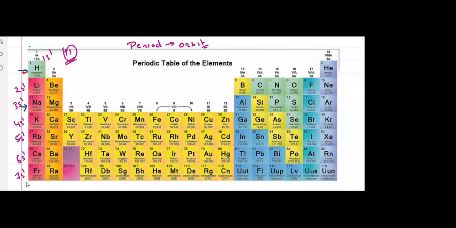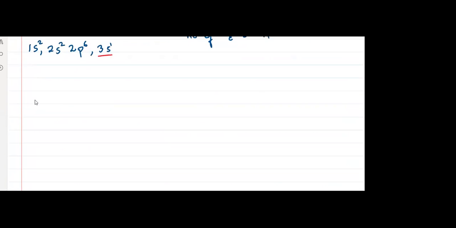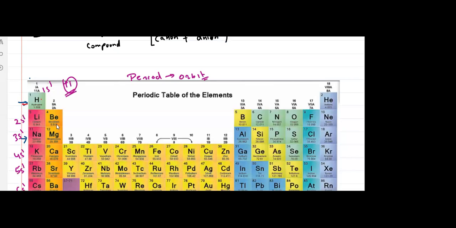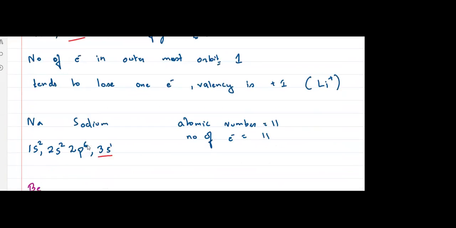Clear? Anyone have any doubt in this? Raise your hand. No? Chalo. Let us talk about beryllium. ठीक है? Let us talk about beryllium, everyone. Be is beryllium. Right? Beryllium.